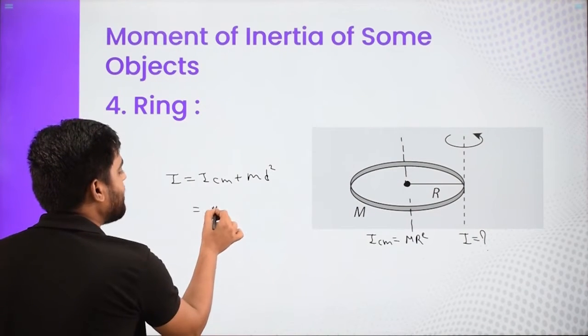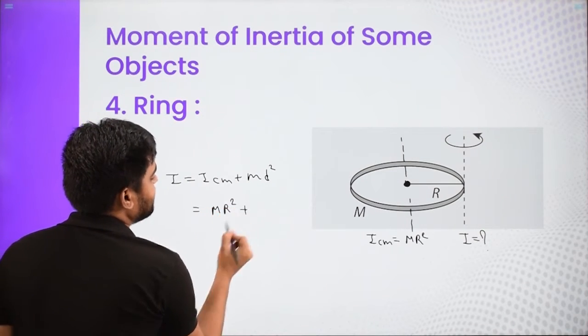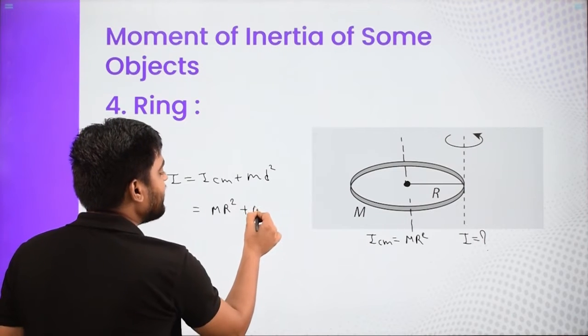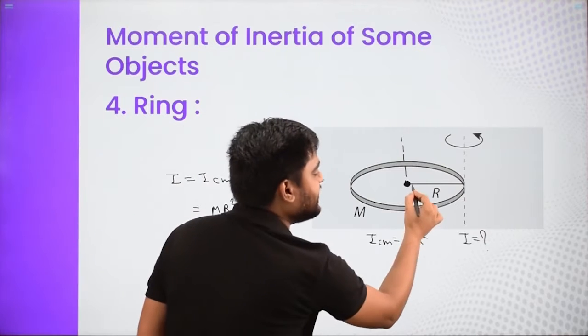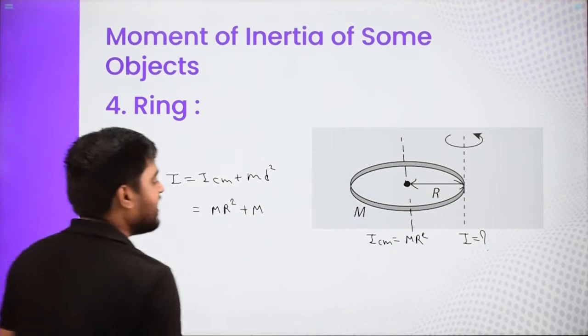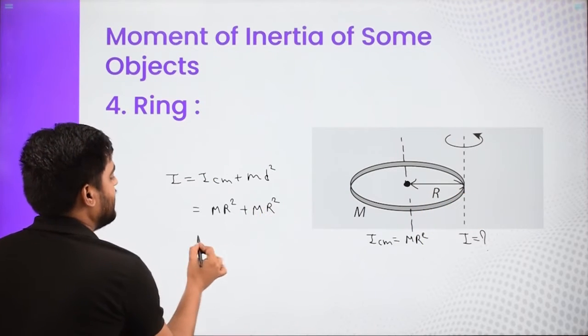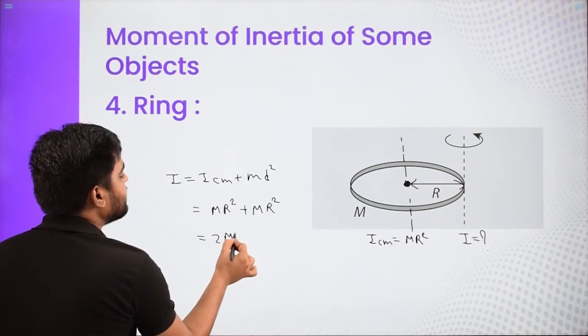ICM is nothing but mr square, plus md square, where m is the mass of the entire ring, which is again m. The distance between these two axes is nothing but r again, so it is r square, which gives me 2mr square.